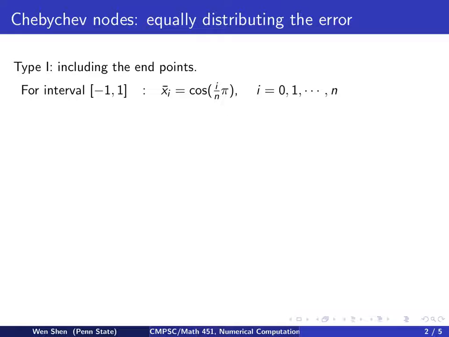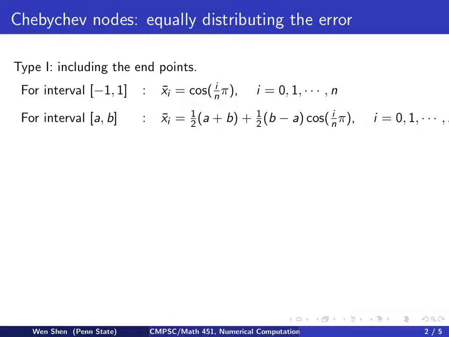So if you have an interval from 0 to 1, these are the nodes. We put a bar on top of it to indicate these are the Chebyshev nodes. So it's cosine of i over n times pi, where i runs from 0, 1 to n. So you see, if you just look at x bar i, this is not a uniform distribution.